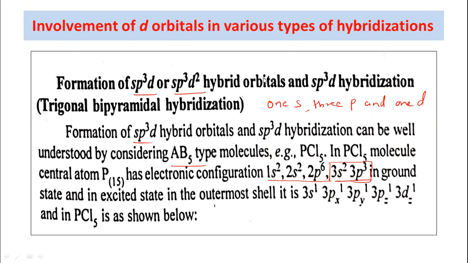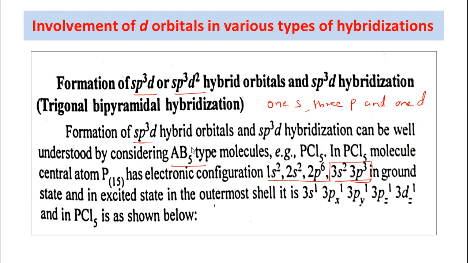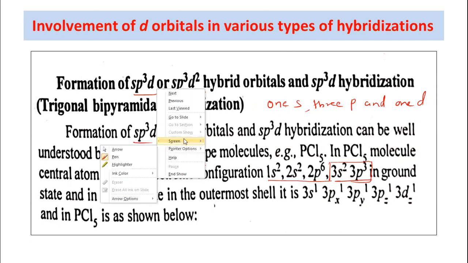Formation of sp3d hybrid orbitals and sp3d hybridization. So let us take the example of this type of hybridization. I would like to take an example belonging to this sp3d hybridization. Example: phosphorus pentachloride.